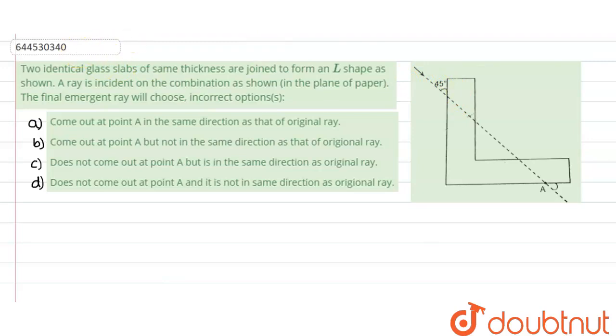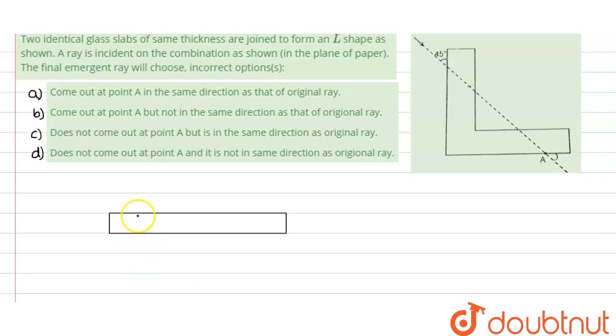First of all, let us have a look at a simple case. Suppose this is a glass slab, and here the medium is air. If a light ray is incident on this surface, we draw a normal. Air is the rarer medium and glass is the denser medium, so the ray bends towards the normal. At the other interface, it bends away from the normal.